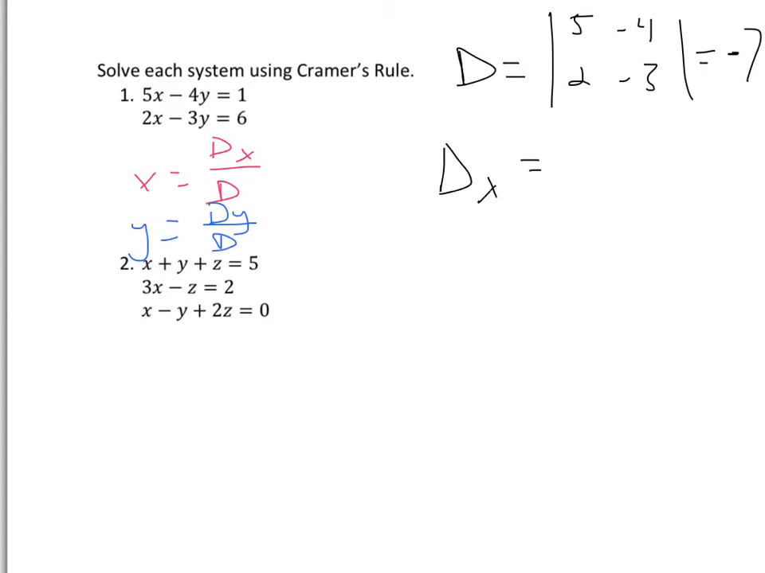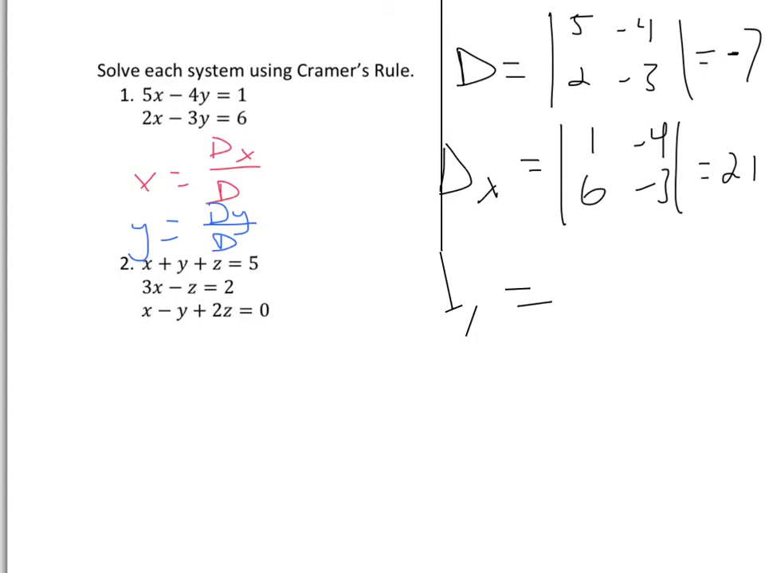dx is the same as d, but you replace the x column with our constants. So what you get there is 1, 6, -4, -3. Work it out, -3 plus 24 is 21. And dy, here, you have to replace the y column with our constants. So 5, 2 stay the same, and 1, 6 go on the other side. You go 30 minus 2 is 28. So the way we solve these, just plug them into our equation. So for x, we've got 21 divided by -7, -3.